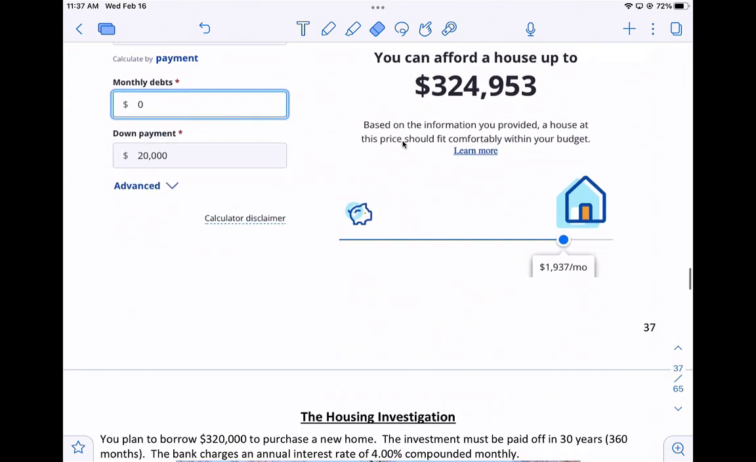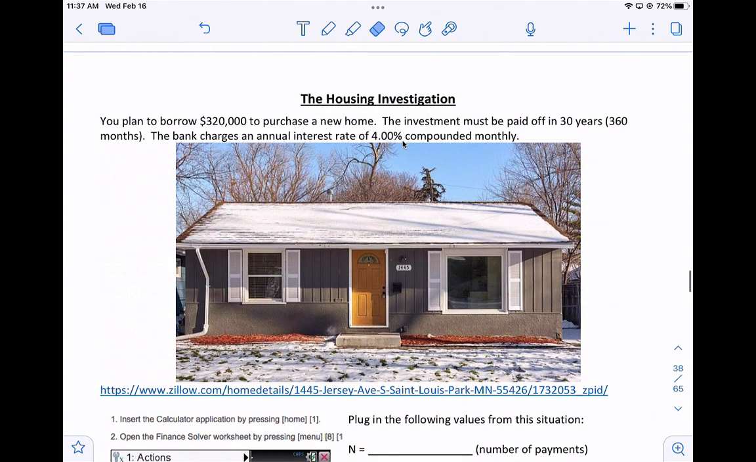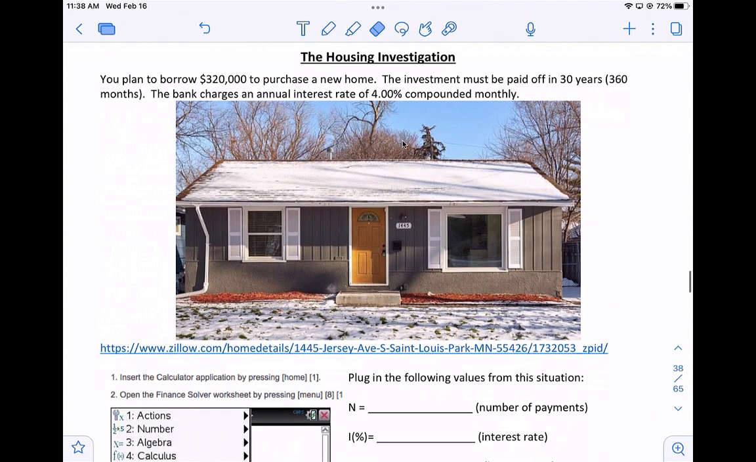So again, with that in mind, we're going to take a look at this housing investigation. You plan to borrow $320,000 to purchase a new home. The investment must be paid off in 30 years or 360 months. The bank charges an annual interest rate of 4% compounded monthly. All right, so right here, in class we'll tour the house, right?